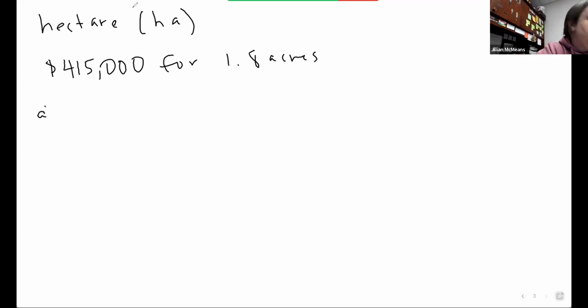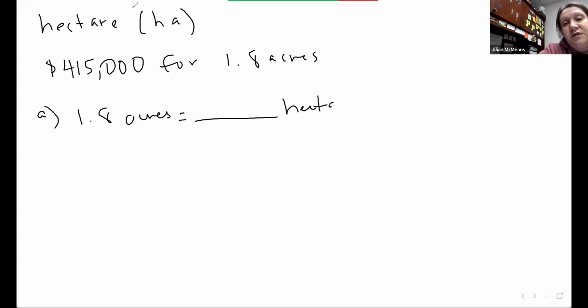The first thing we want to do with this is convert the property to hectares. So we want to take 1.8 acres and convert it to hectares, which I'm assuming most of us haven't heard of a hectare. Don't worry about it. It's not something you're going to see a lot, but it is just another way to measure land. So let's go back to our conversion sheet and see if we can find a conversion relating acres and hectares.